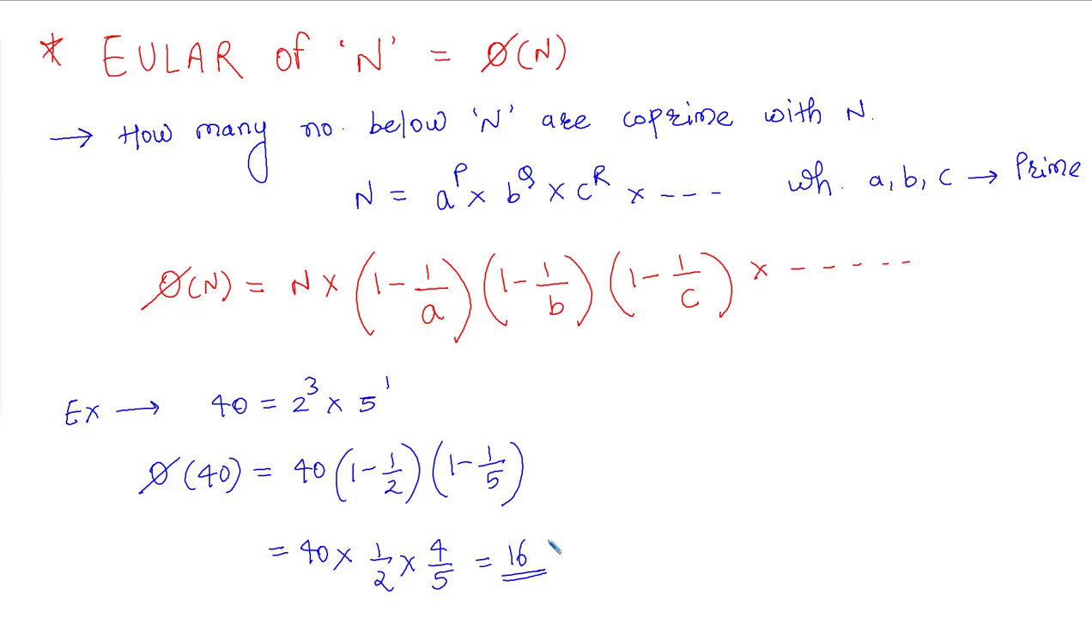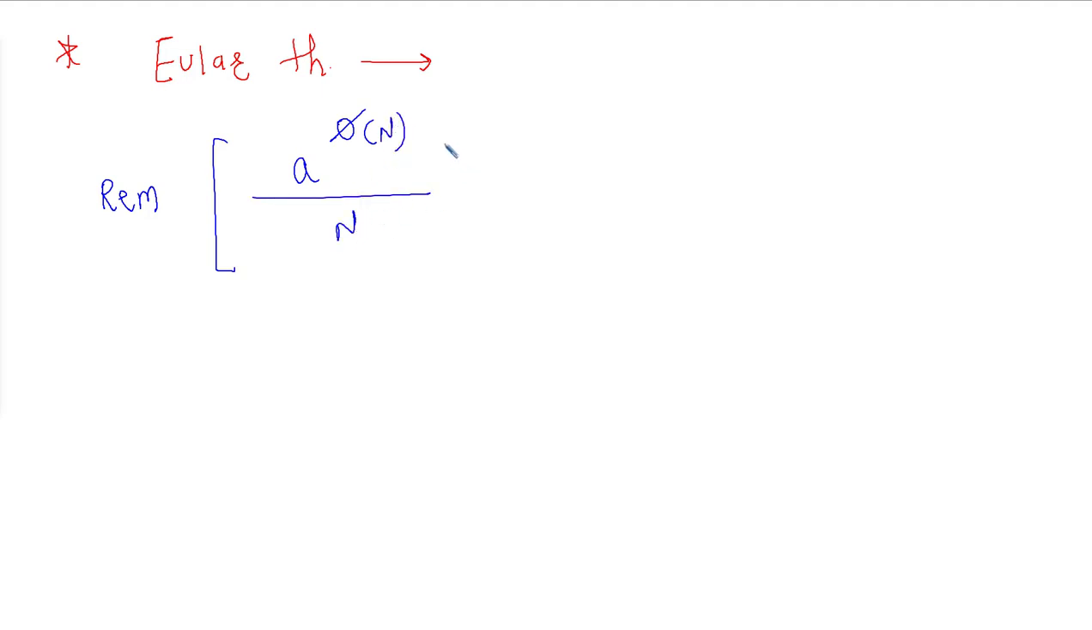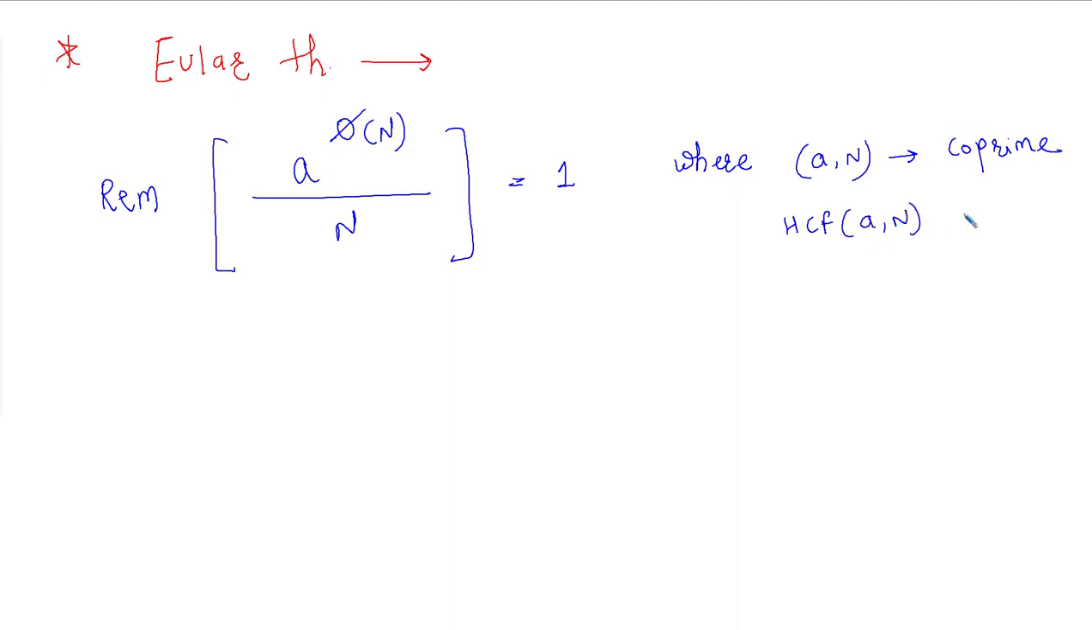Now let's have a look at Euler theorem. The definition of Euler theorem is: the remainder of a to the power Euler of n divided by n is always equal to 1, where a and n should be a co-prime pair, meaning HCF of a comma n should be equal to 1.